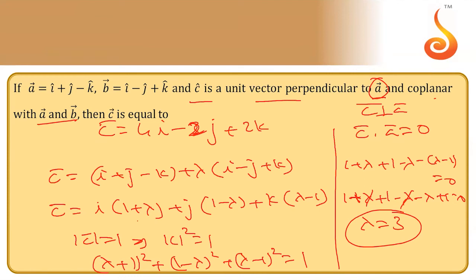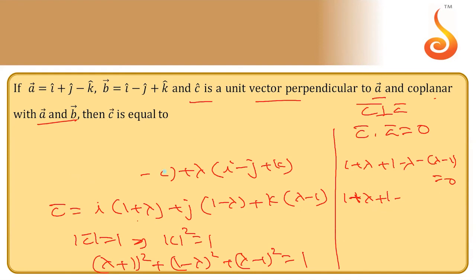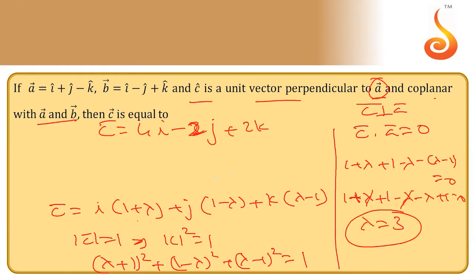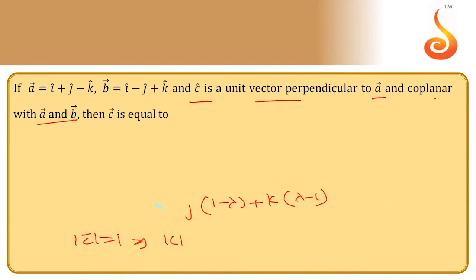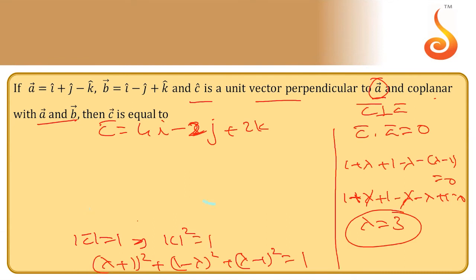Now, what is the final answer? C is a unit vector. Means take 2 common and find the unit vector. The unit vector is given, so calculate C cap: 2i minus j plus k.